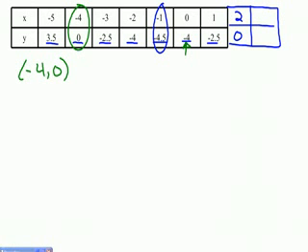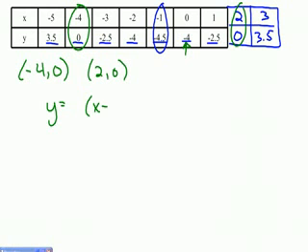And actually, there it is. We just had to stop right there. We could keep going, the next one would be 3.5, but we got what we wanted right there. So our other x-intercept is 2, 0. And we do what we did on the first one. x plus 4, x minus 2.